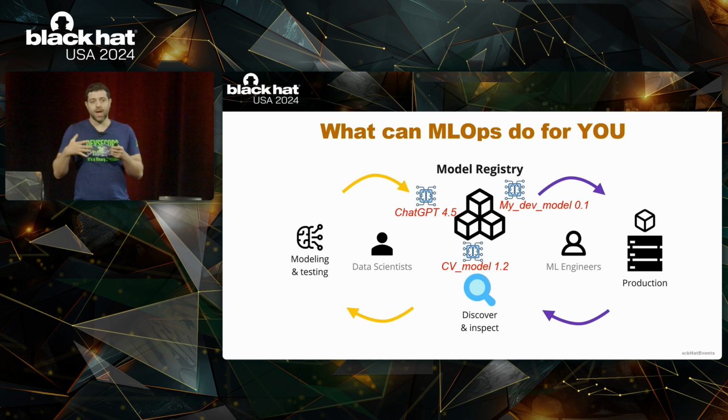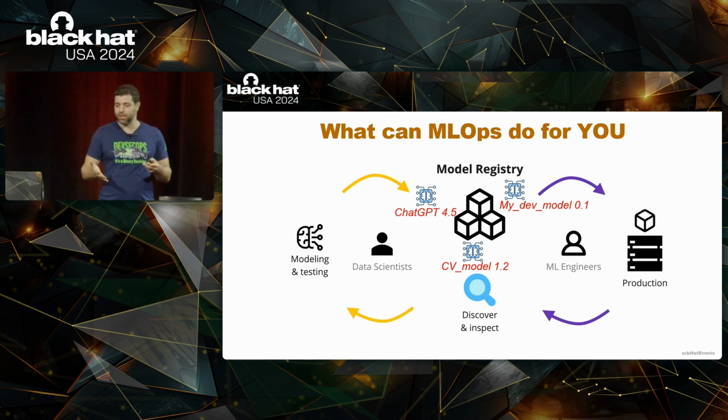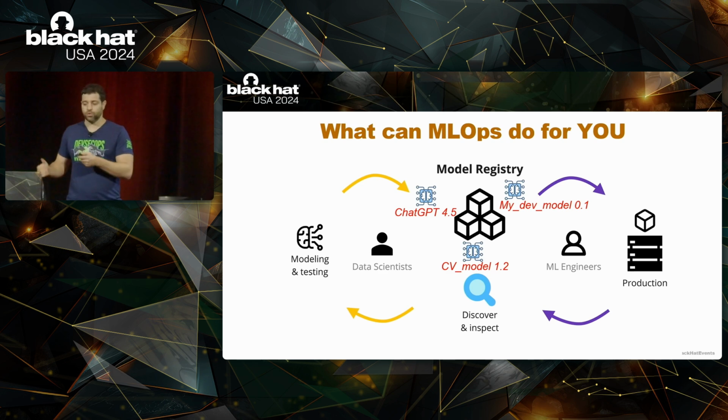OK, so once we have a pre-trained model, like let's say we did it manually or with a pipeline, where do we store it? So we store it in a model registry. This is the version, this is the source control or version control for models.